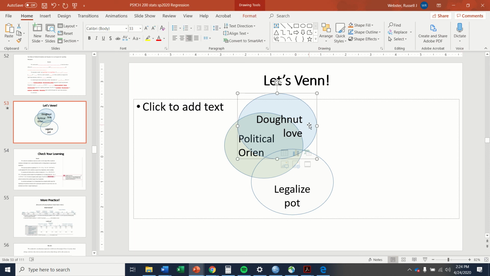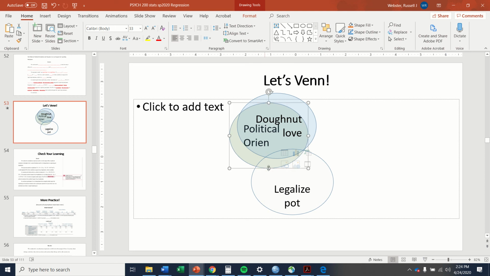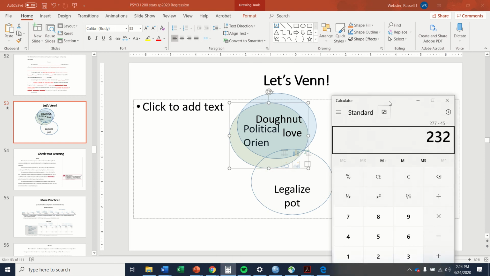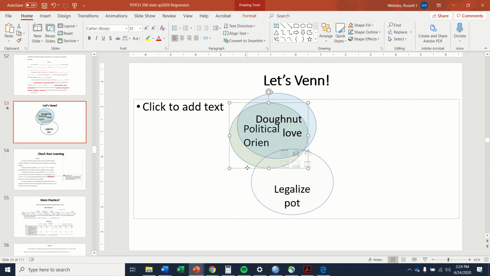Or do something like that, right? So political orientation has unique overlap with legalizing pot, but donut love does not. As you can see, there's no unique overlap between legalizing pot and donut love here. But political orientation still has unique overlap, maybe a little bit smaller here since it's only supposed to be a moderate amount of overlap, so maybe something like that would be the most accurate Venn diagram here.